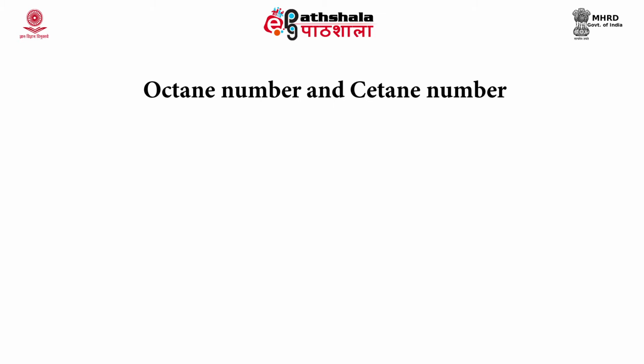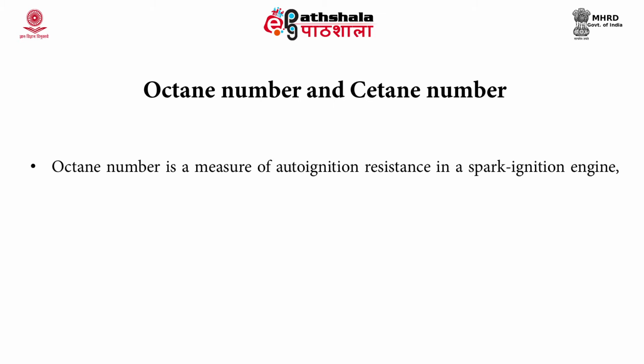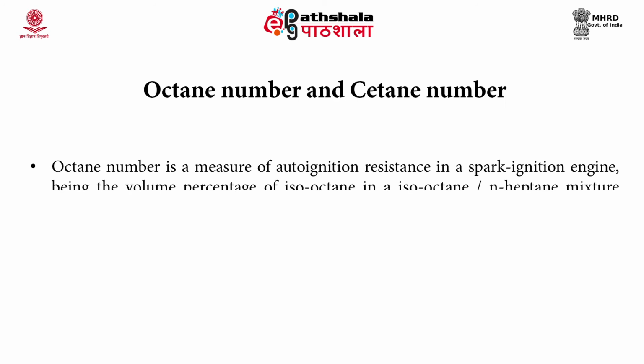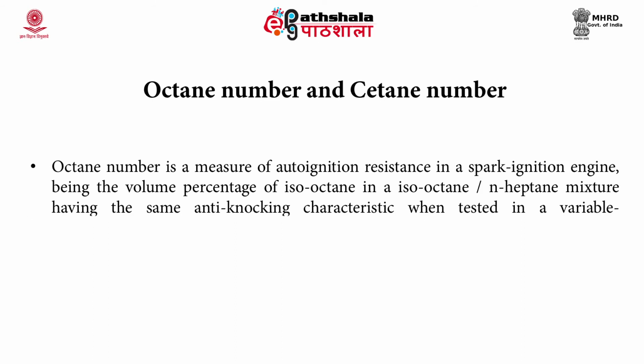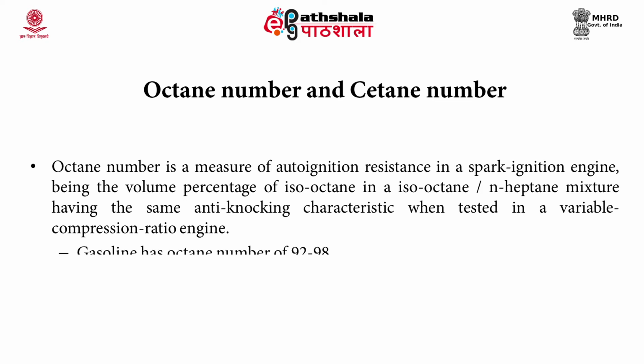Now, what is octane number? This is a measure of auto ignition resistance in a spark ignition engine. It is the volume percentage of isooctane in an isooctane and n-heptane mixture having the same anti-knocking characteristics when tested in a variable compression ratio engine. The octane number of gasoline is around 92 to 98.